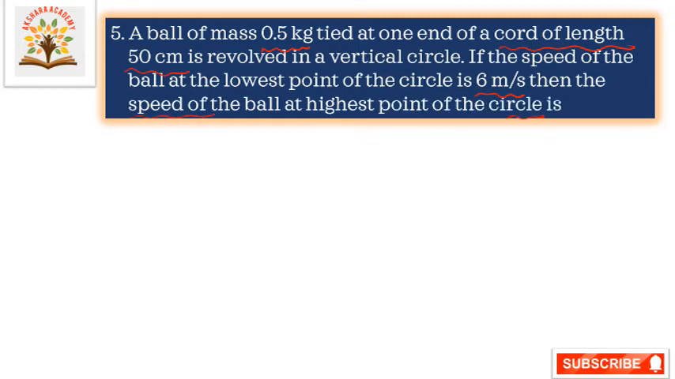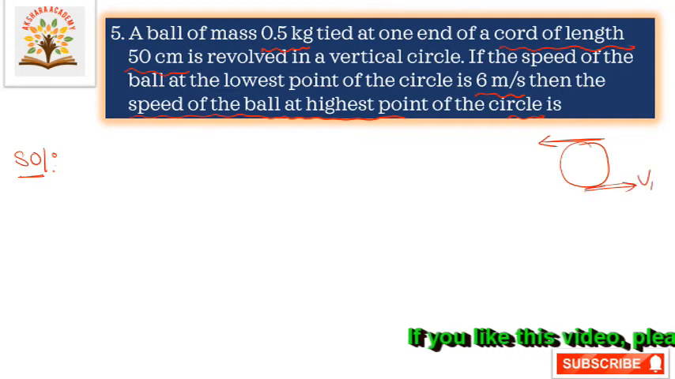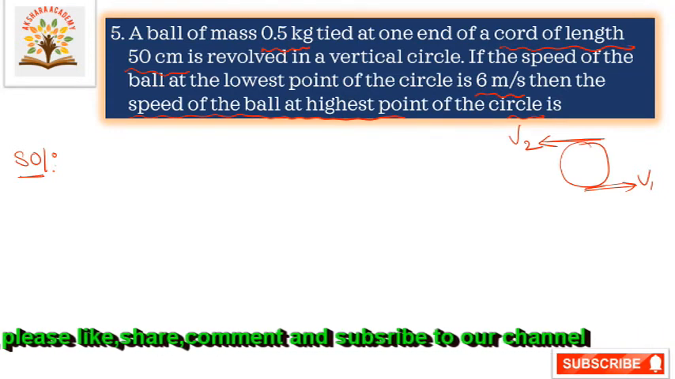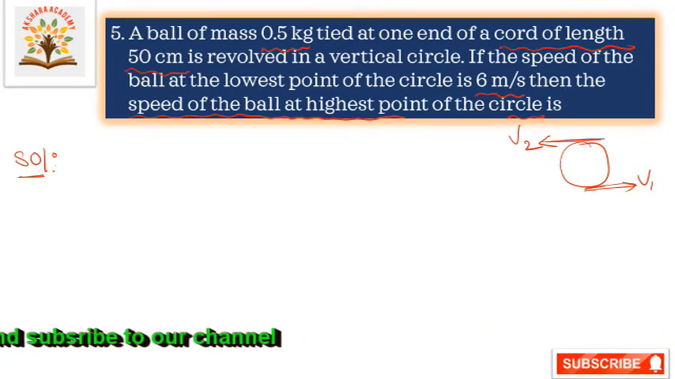Here we have to calculate the speed of the ball at the highest point of the circle. Now let us go to the solution. Here this is the circle. Now here these two are moving in opposite directions. This is V1 and this is V2, revolved in this vertical circle.